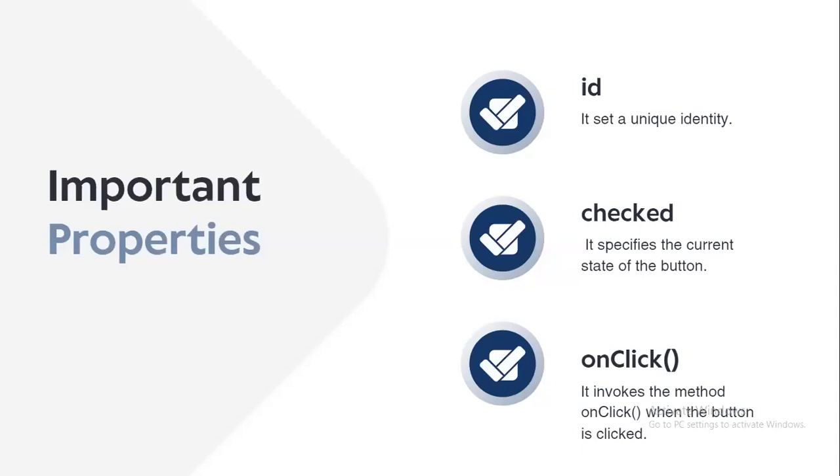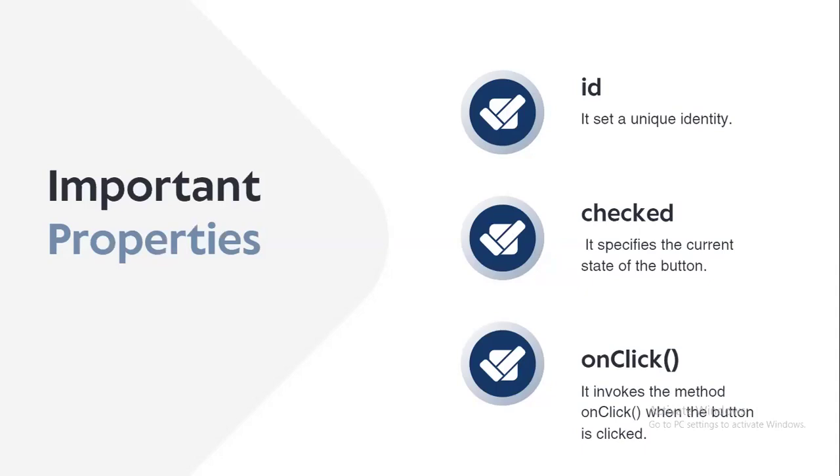The second property is the checked property, which specifies the current state of the button, meaning if you are using a single radio button or multiple radio buttons, you can check the current state of those radio buttons by using this checked property. We will see how to use that checked property.